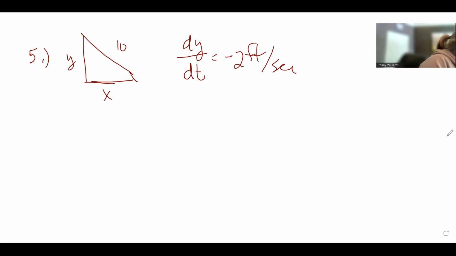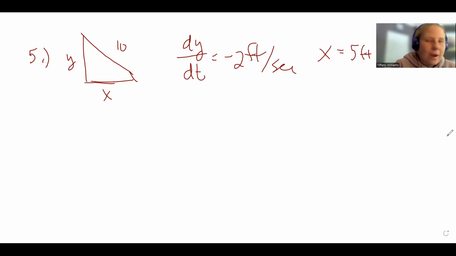And then they also tell us how fast the bottom is moving along the ground when the bottom of the ladder is 5 feet from the wall. So they're also telling us that our x value needs to be 5 feet. So what I've done is I've taken that problem, I've drawn my picture, and I've labeled all of the values that were given in the problem, and now I'm going to go about solving this problem.